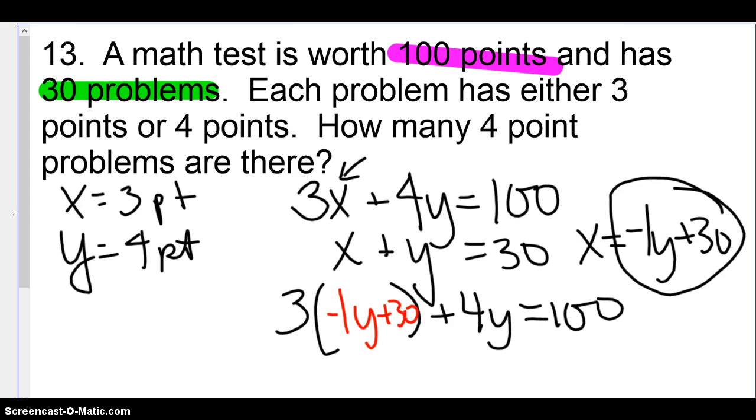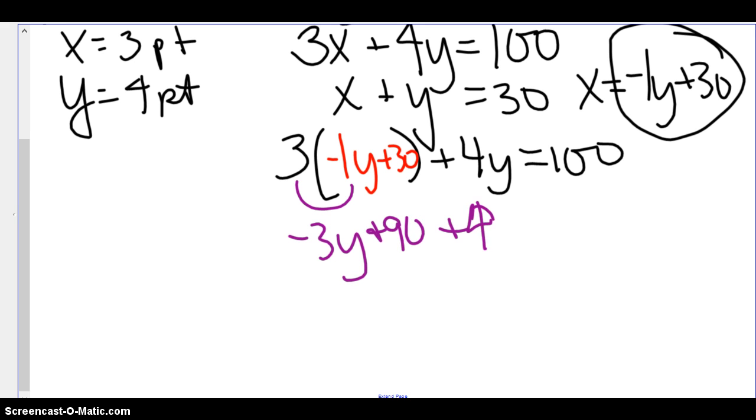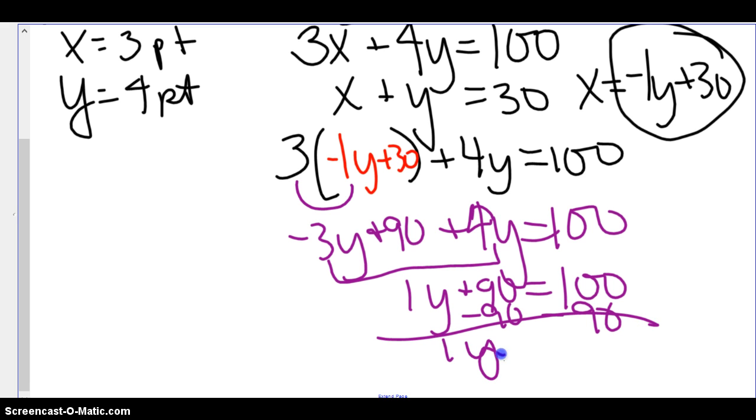And again, pause if you need to. I'm going to keep going. But let's pick purple because I like it. Negative 3y plus 90 plus 4y equals 100. Well, look at this. It's going to come out to be 1y. Oh, my life is complete. It's really not, but anyway. 100 minus 90. So 1y equals 10. That means we've got 10 4-pointers.